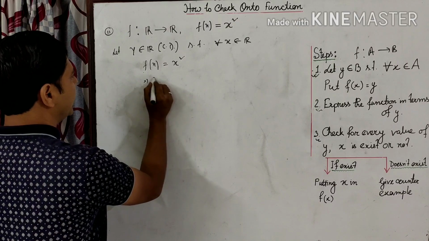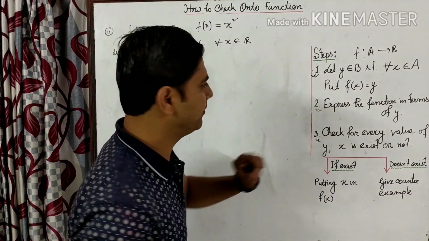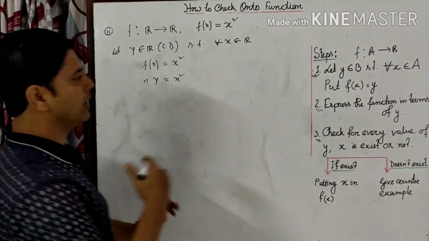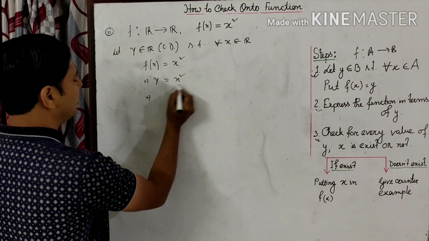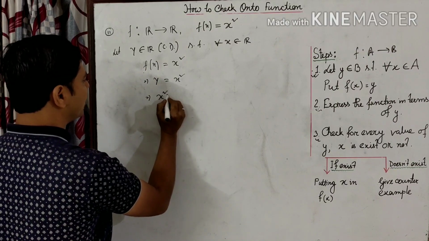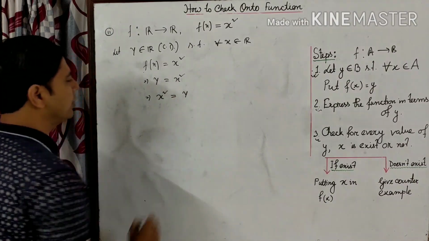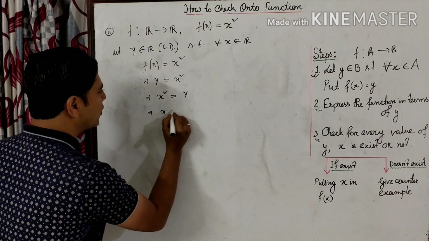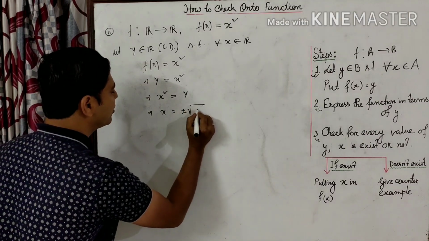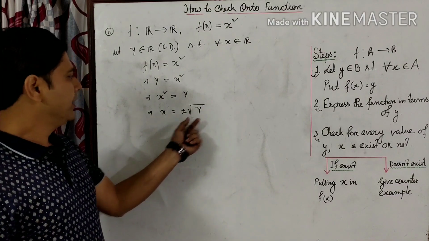Replace f of x by y. Y is equal to x squared. By using this condition, the first condition is complete. Now you have to follow the second one. Express the function in terms of the y variable. Taking the term containing the variable x on the left hand side of this equation, ultimately you have x squared equal to y, and x equal to plus minus square root of y.